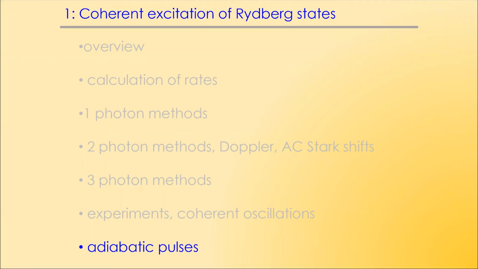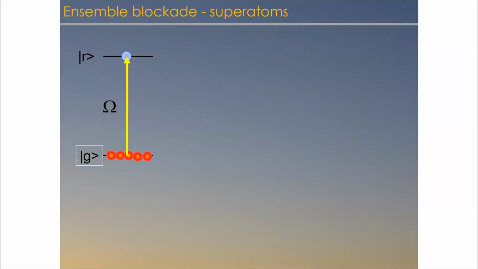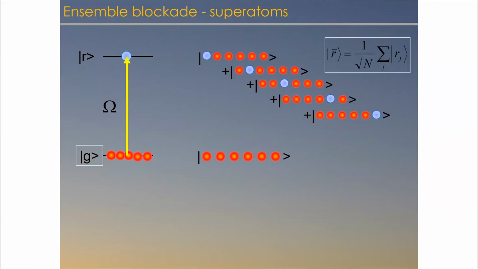So those experiments use constant pulses. And then let me just take the remaining 5 minutes before the break and talk a bit about adiabatic pulses. Supposing I want to excite out of an ensemble of atoms up to the Rydberg state. So I have a number of atoms in the ground state, I have a Rabi frequency, omega, and a Rydberg state, R.